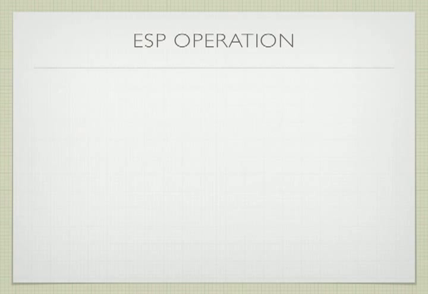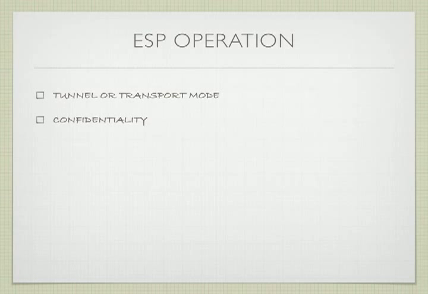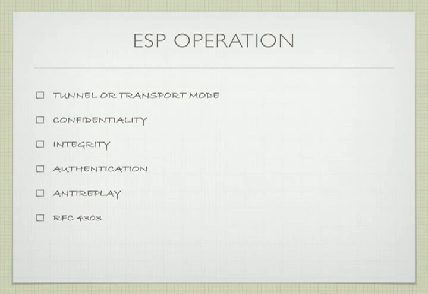Let's take a look at ESP. ESP can be used in either tunnel or transport mode. It provides confidentiality, integrity, and authentication. All 3 of the concerns are covered by the ESP operation: confidentiality, integrity, and authentication. It can also handle anti-replay to avoid the tunnel being hijacked and items being injected into it, and it is defined in RFC 4303. This operates on IP protocol 50. So these are the characteristics of ESP.